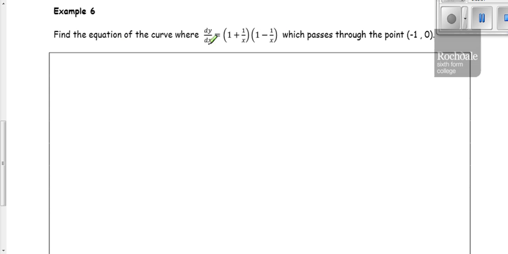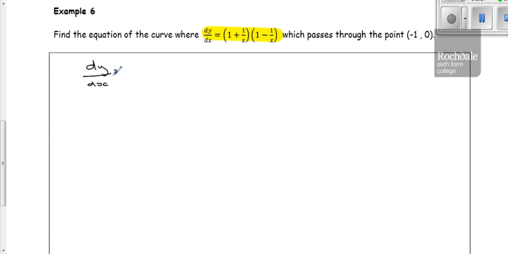Last question, we've been asked to find the equation of a curve, and this here is what we need to integrate. So we're going to start with that. We are looking for a general solution, and then later the question asks us to find a particular solution with that coordinate. Now, with this question, the first thing that we need to do is expand that bracket out, because we can't integrate it written in that form.